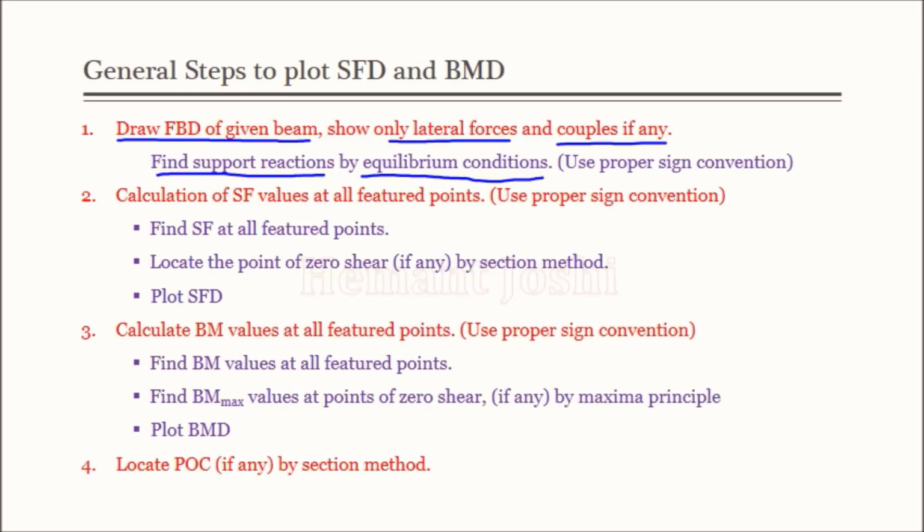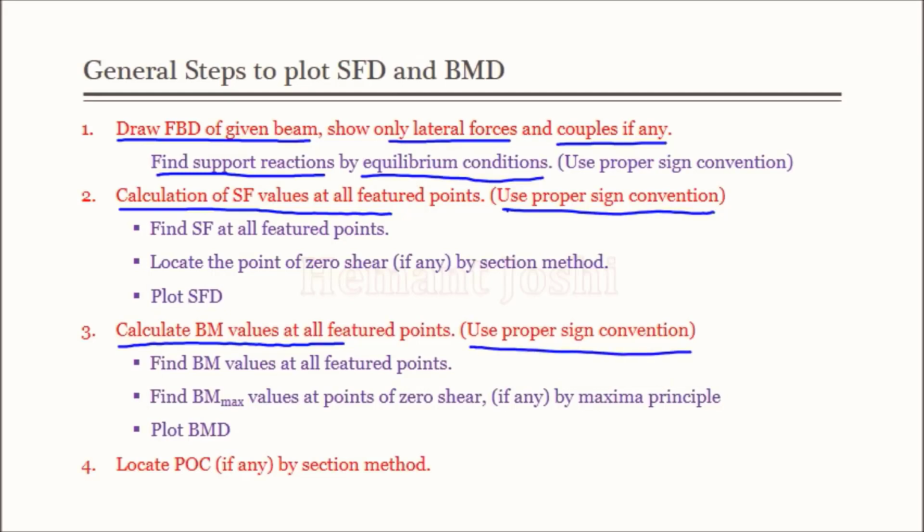In the second step, we do SF calculations using proper sign convention. In the third step, we calculate BM values at various feature points. Which feature points we have to consider, we will see in the next problem, again with proper sign convention. And the last step is to locate the point of contraflexure, if at all it is available in the bending moment diagram. Fine. So let's move ahead.